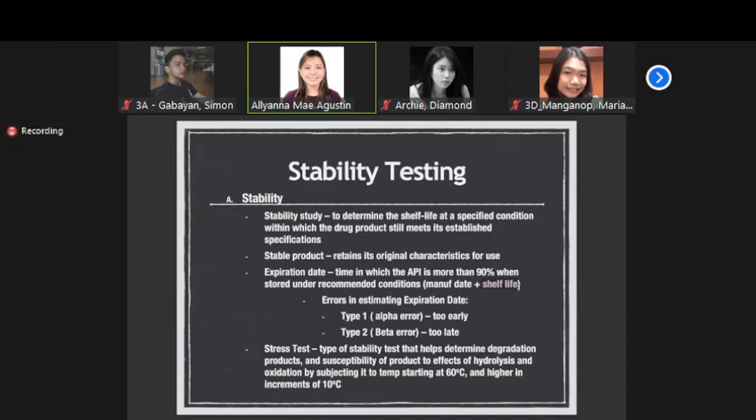Okay, so errors in estimating the expiration date. So type 1, alpha error, too early. So kanino to? Bad for the manufacturer. And then, kung too late naman, of course, bad for the patient. So, dapat sakto lang. Para hindi lugi si manufacturer, hindi din ma-poison or ma-toxic si patient.